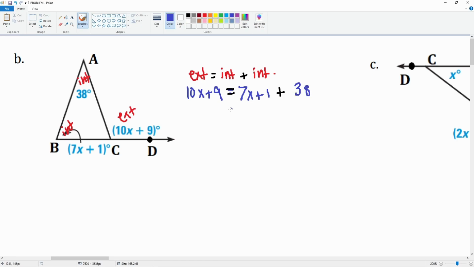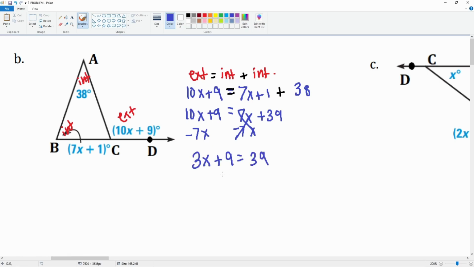Okay, we can combine some like terms. The 1 plus 38 is 39, leaving you with 10x plus 9 equal to 7x plus 39. All right, subtract 7x from both sides. This does cancel right here, leaving you with 3x plus 9 is equal to 39. Minus 9 from both sides. This cancels. 3x is equal to 30. Then divide by 3 on both sides. This gets you x is equal to 10.